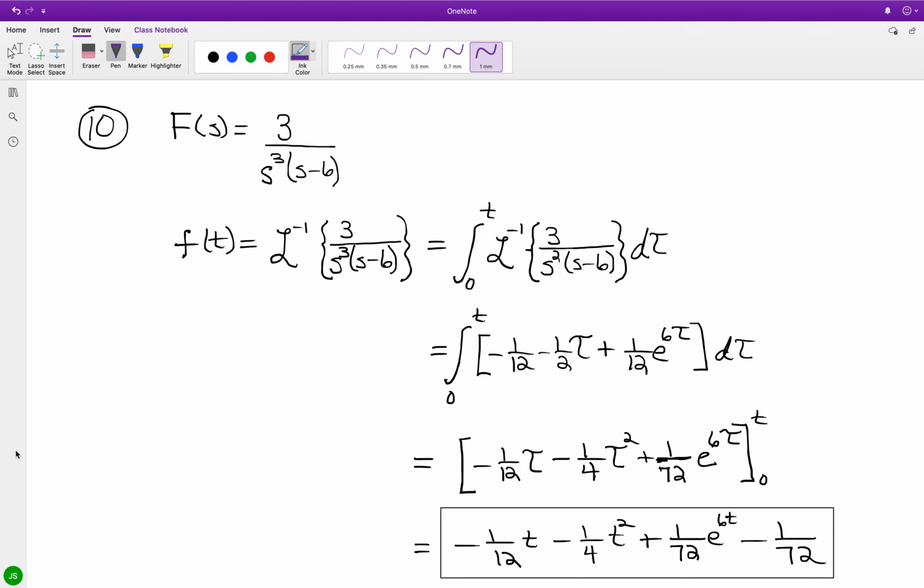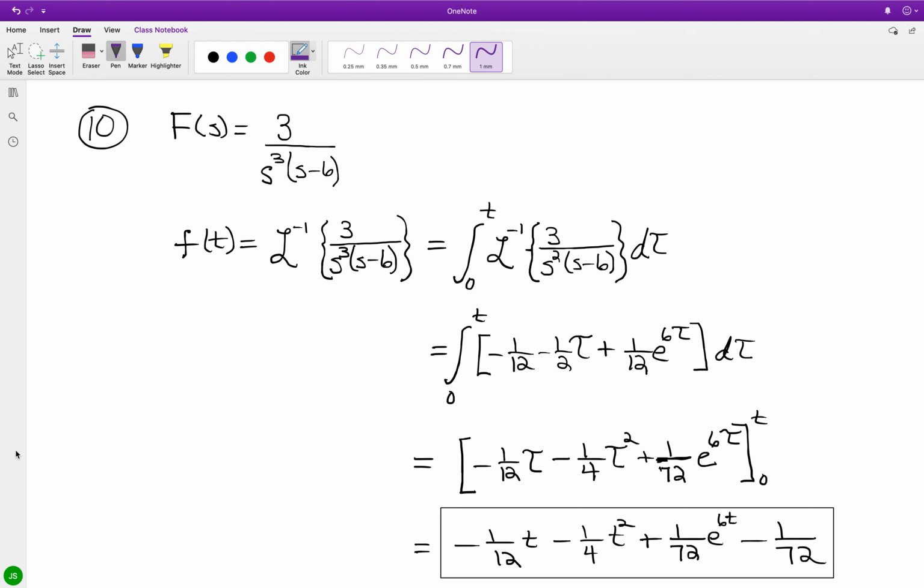All right, for number 10, I'm going to do a little bit of a shortcut on the basis of what was just done in problem number 9. Okay, problem number 9, we had attained the inverse Laplace transform of 3 over s squared times the quantity of s minus 6. And in the case of number 10, we had the Laplace transform to be 3 over s cubed times the quantity of s minus 6. And for f of t, we're looking at the inverse Laplace transform of this ratio.